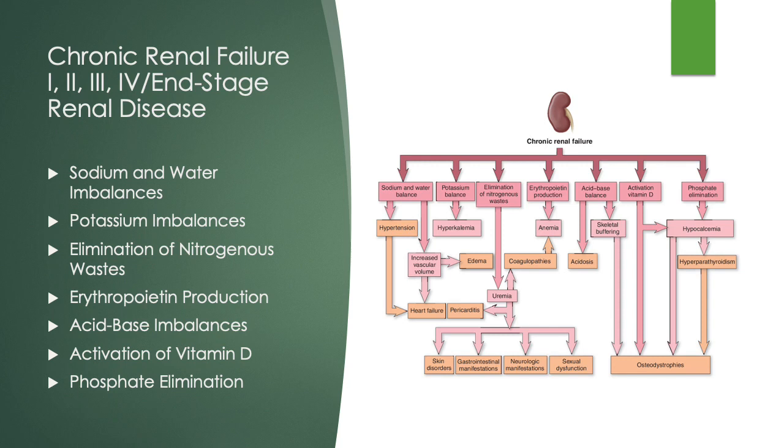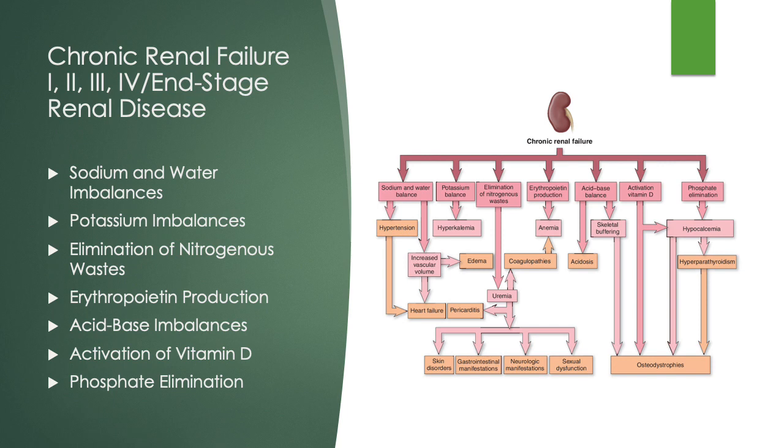You have alterations in your elimination of nitrogenous waste. You have erythropoietin production. You will see acid-base imbalances as well as the activation of vitamin D. Vitamin D regulates calcium very heavily. And you'll also see phosphate elimination, which also leads to hypocalcemia.